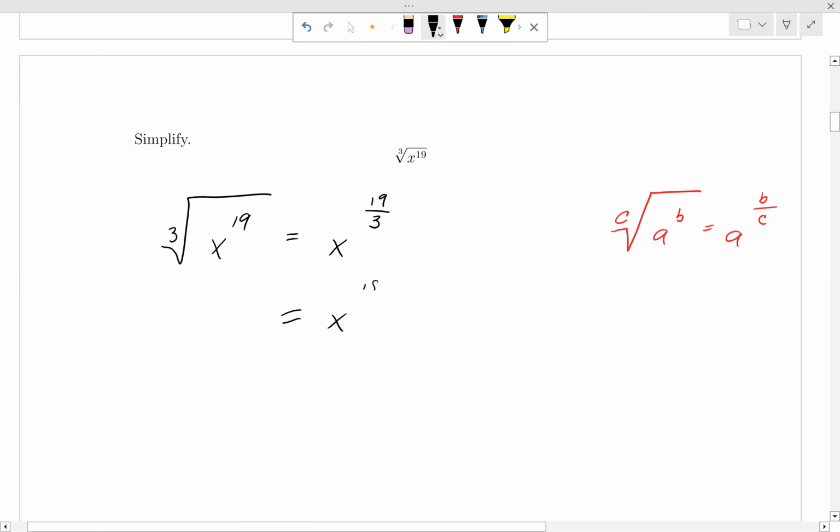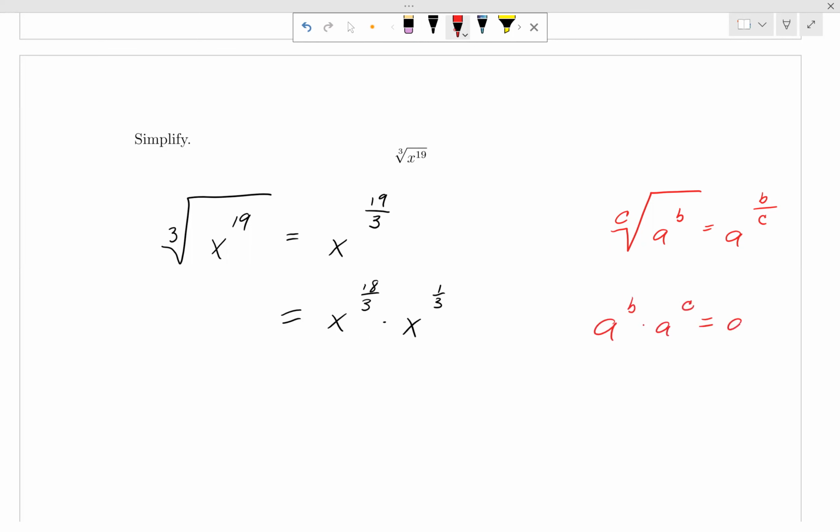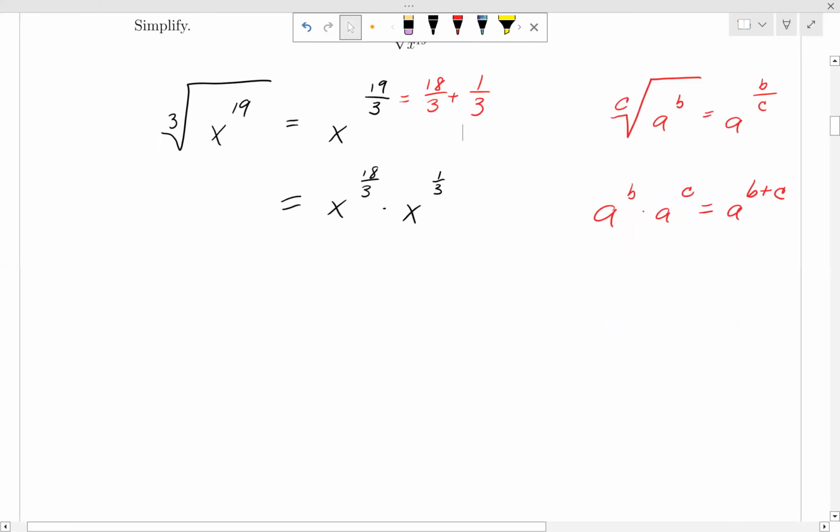All right. So that's going to give me x to the 18 over 3 times x to the 1 over 3, because it's another property of exponents that if we have a to the b times a to the c, we get a to the b plus c. So instead, I kind of use this backwards. I saw that 19 is 18 plus 1. So that's how I was able to break this 19 into 18 over 3 plus 1 over 3. And then I just split it into 2 here. And the reason I did that is because this 18 over 3 will reduce.